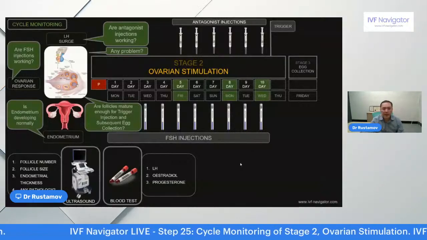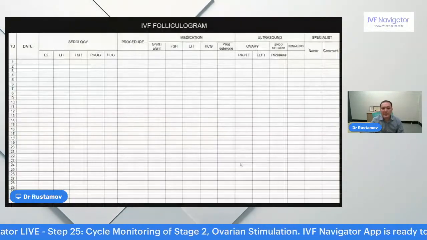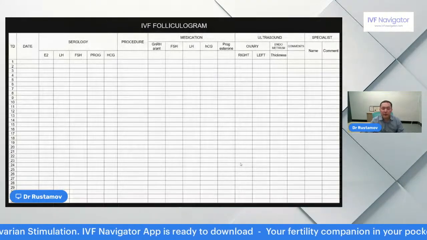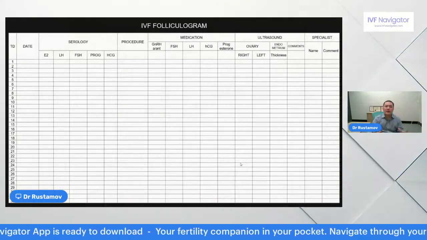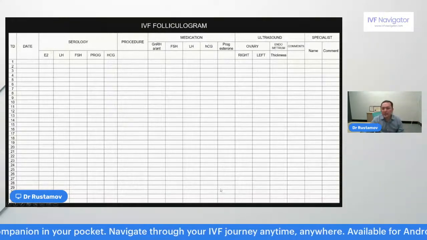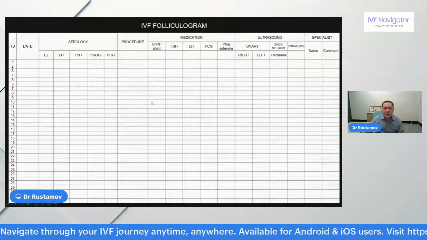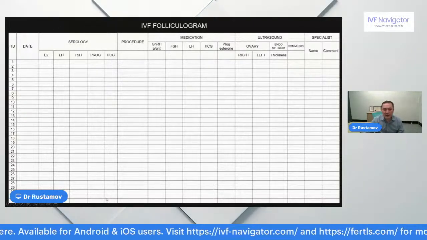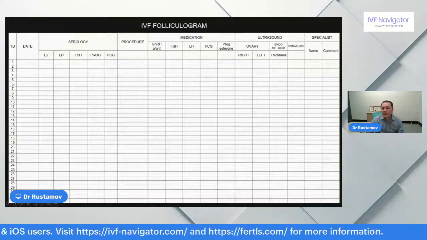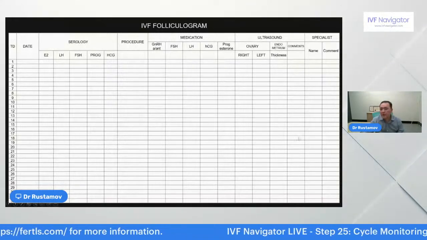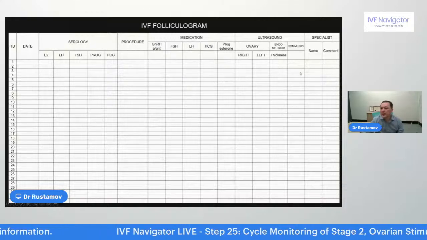So how do we do the monitoring? I will discuss how we keep track of it. We track your cycle by using an IVF folliculogram. All the units have their own version of folliculogram, which has a date, a section for the blood test, then medications you're using, then ultrasound scan of the ovaries and endometrium, and the plan.